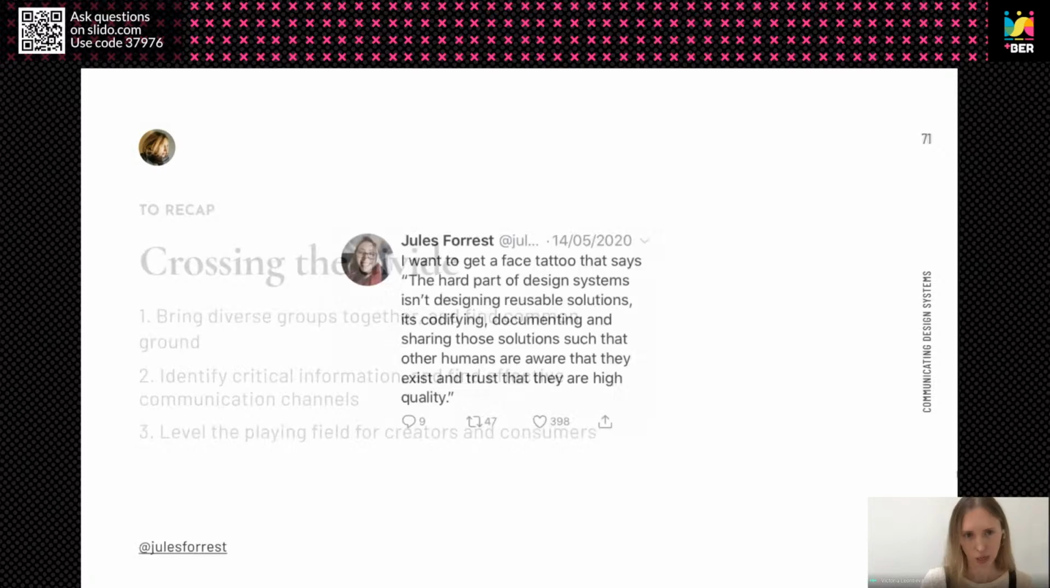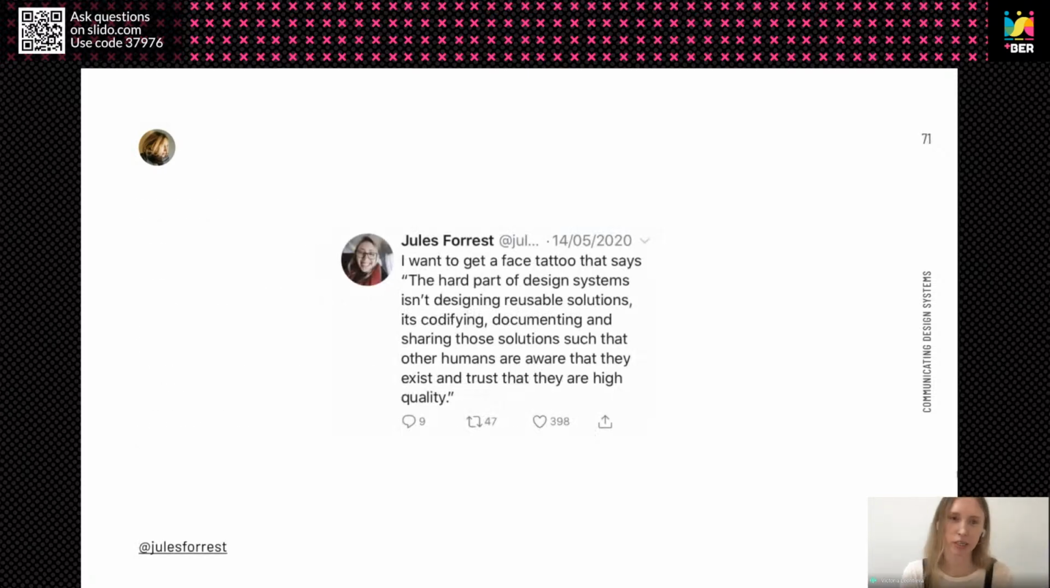And I want to close with this great quote by Jules. I want to get a face tattoo that says, the hard part of design systems isn't designing reusable components. It's codifying, documenting, and sharing those solutions such that other humans are aware that they exist and trust that they are high quality.